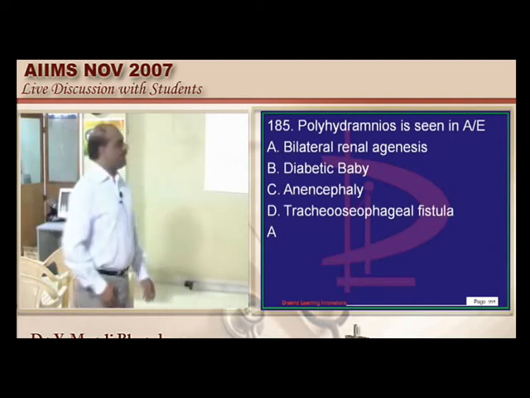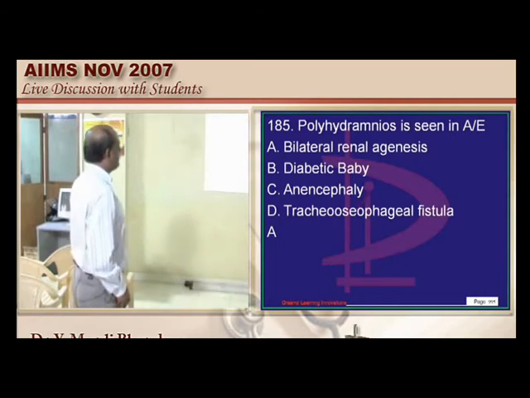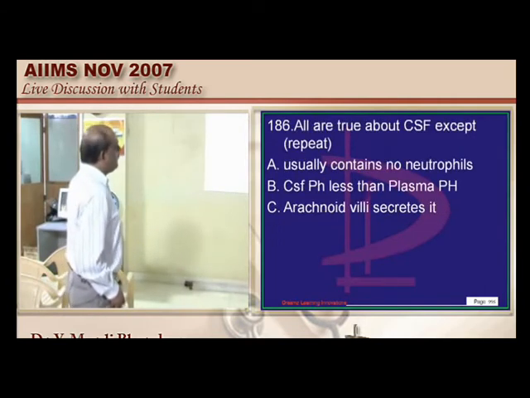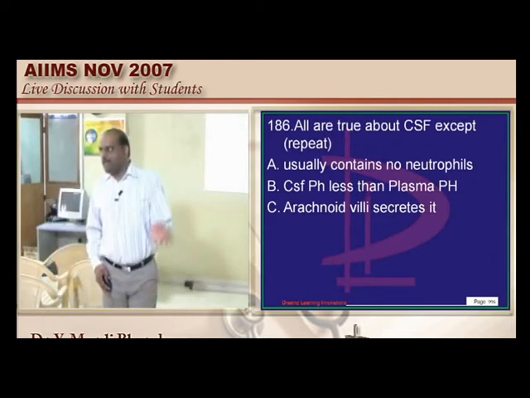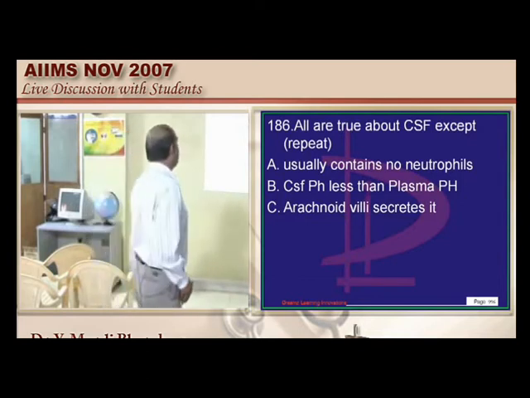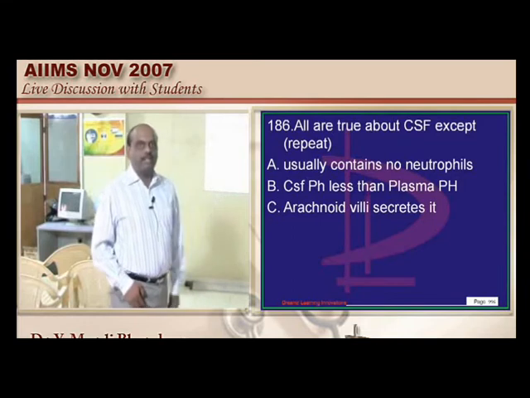Oligohydramnios is in renal agenesis, and all the others are basically the causes of polyhydramnios. Now a stem cell typically transforms to other tissues. Then what is this process called? Little English: transdifferentiation versus dedifferentiation. De means it is going back, UKG to LKG.